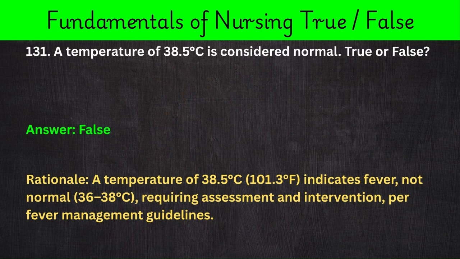131. A temperature of 38.5 degrees Celsius is considered normal. True or false? Answer: False. Rationale: A temperature of 38.5 degrees Celsius (101.3 degrees Fahrenheit) indicates fever, not normal, which is 36 to 38 degrees Celsius, requiring assessment and intervention, per fever management guidelines.